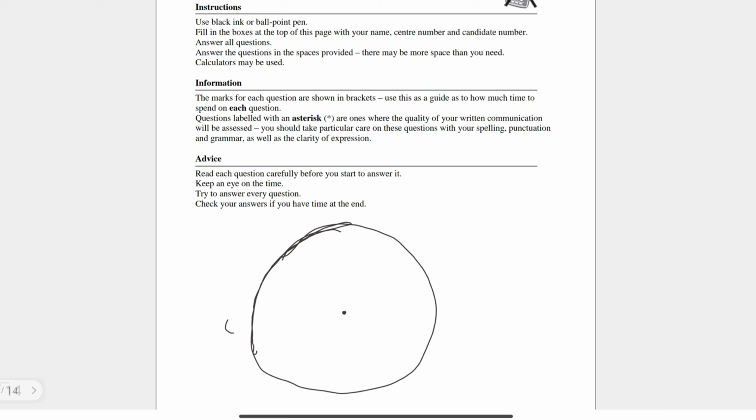So this part here is called the circumference. From the center of the circle to the circumference is called the radius. The line that divides the circle into two equal halves is called the diameter. Now, when we have two radii, this is a radius, this is another radius.